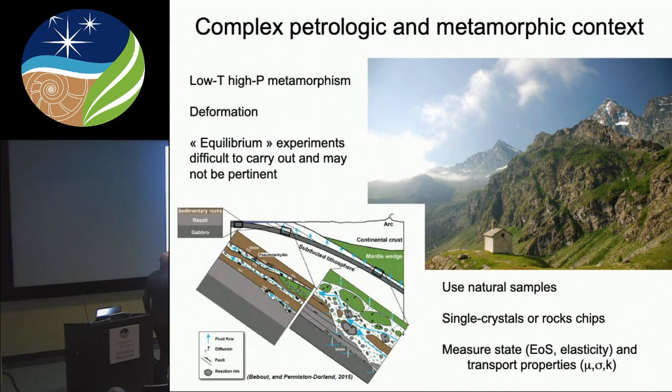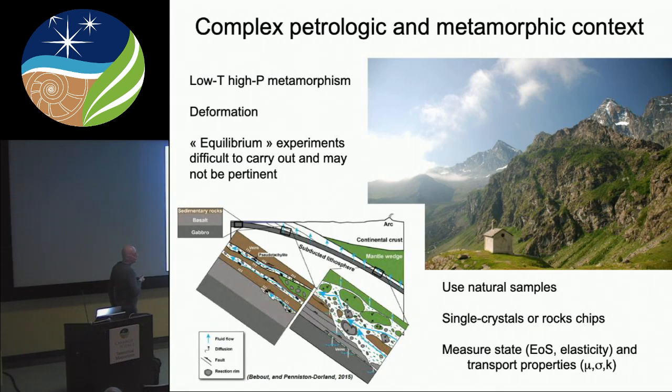And here there's a complexity due to the fact that we think we have some geological analogs to what happens in subduction zones. These are called high-pressure ophiolites. There are bits of former oceanic crust that are uplifted in mountain ranges. So here is an example of a famous ophiolite in the Alps, the Mont Viso ophiolite. What characterizes these regions is low temperature, high pressure metamorphism. We have a lot of deformation taking place.